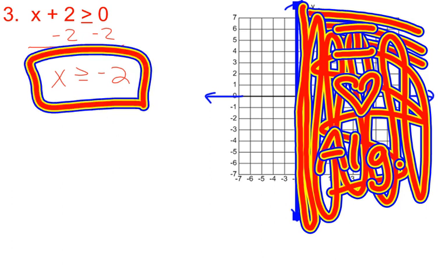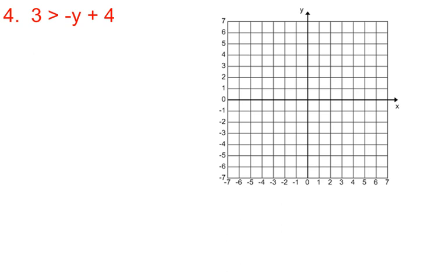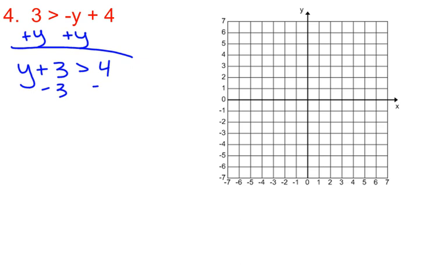The last one we're going to do, hopefully you recognize as a horizontal line because we only have a y. You can solve this a couple ways. I would maybe move the y over here because that's how a lot of students like to see it. So y plus 3 is greater than 4. You minus 3 from both sides, we get y is greater than 1. Since it's greater than and not greater than or equal to, I would draw my horizontal line as a dash line. So I'm going to do a dash line at 1.